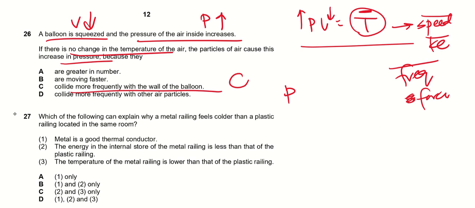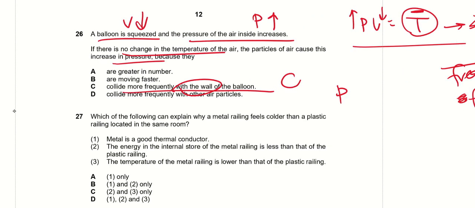Air pressure in a container is due to the force of collision on the inner walls and not in between the particles. So please think of that. Because D, although it says also more frequently, is with the other air particles, and that does not contribute to the air pressure.